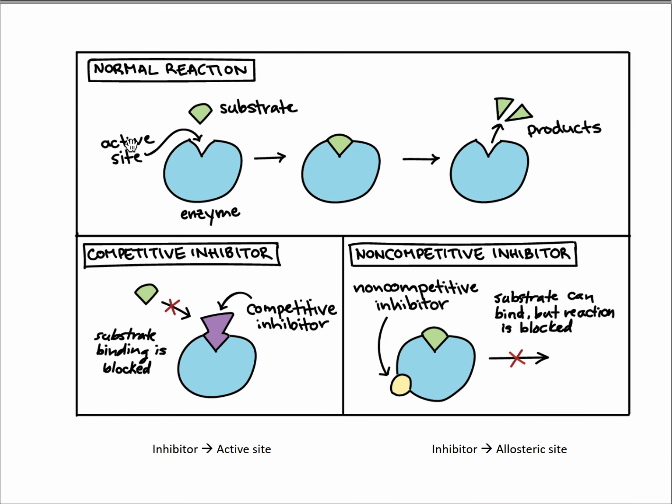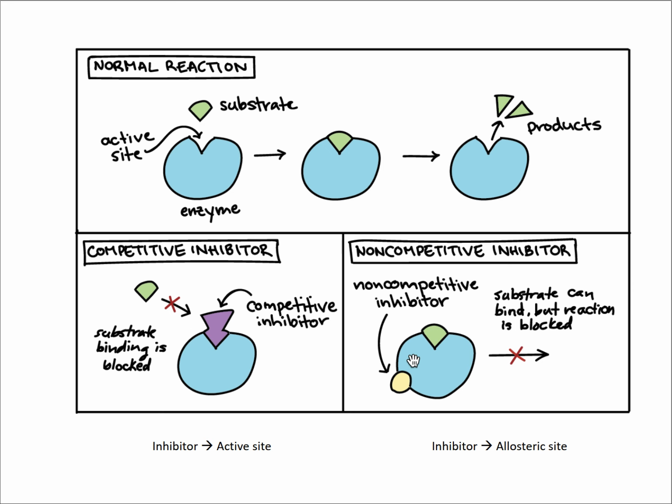So here is the example. This is the active site of the enzyme, and the substrate binds here, and this is the enzyme-substrate complex, and this is the product. Competitive inhibitors have a similar structure to the substrate, and they bind with the active site of the enzyme and compete with the substrate. So this keeps the substrate from binding with the enzyme. A non-competitive inhibitor doesn't bind with the active site; it binds with another site, the allosteric site.